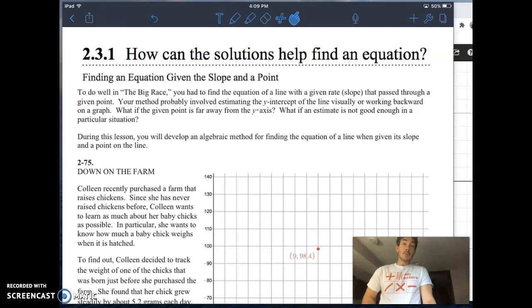Today we're going to talk about section 2.3.1 out of our CP/M algebra book, and we are going to talk about something we know, which is slope-intercept form of a line. We're going to talk about how useful it can be, but also some limitations that it has.